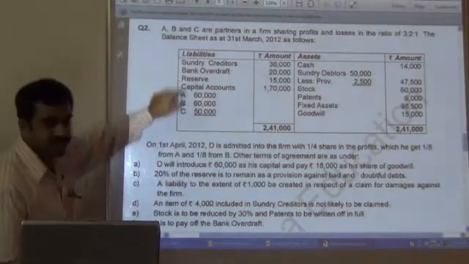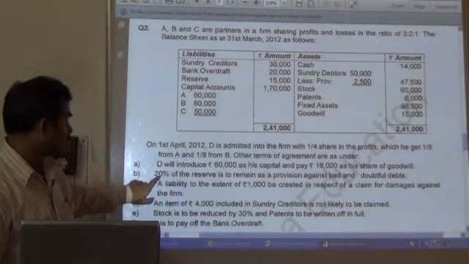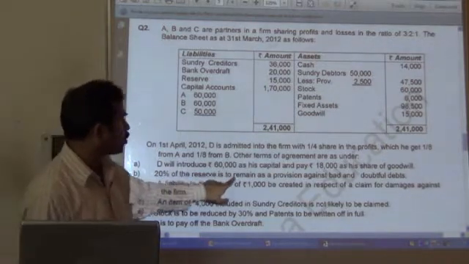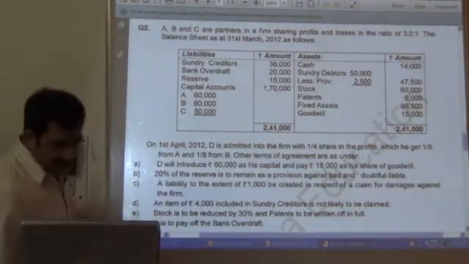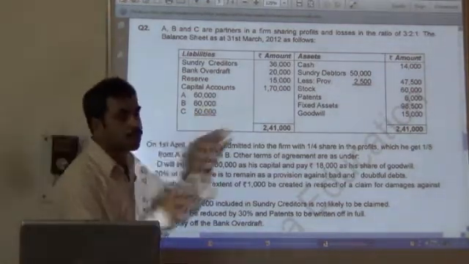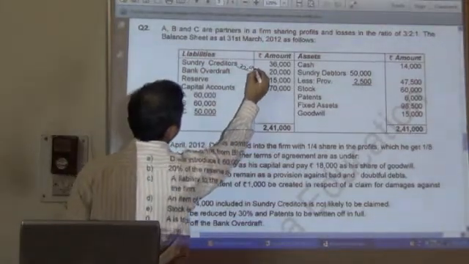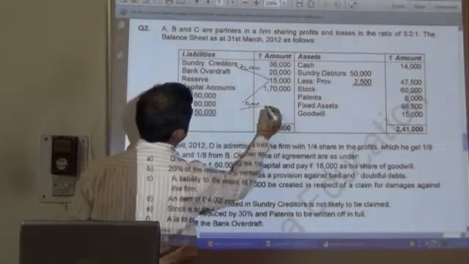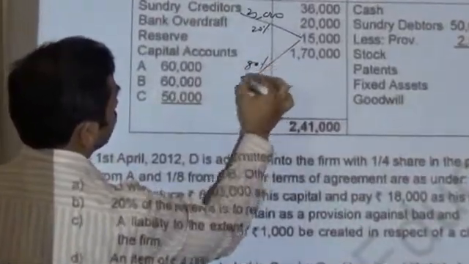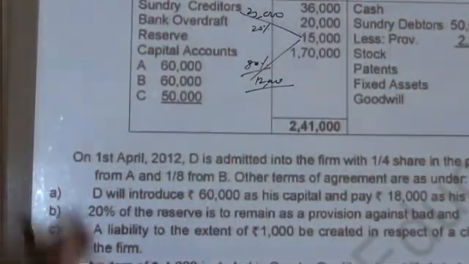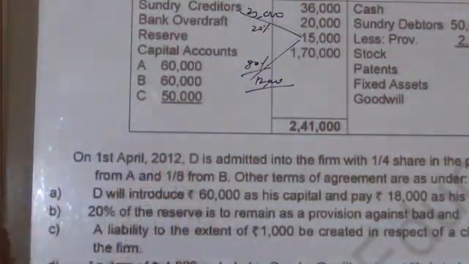Now, related to this reserve, I want to tell you one very important thing. Part B says that 20% of the reserve is to remain as provision for doubtful debts. That means I will divide this 15,000 into two parts: one of 3,000 and one of 12,000. 3,000 is 20% and the other one is 80%. This 80% I will divide among the old partners in their old ratio.